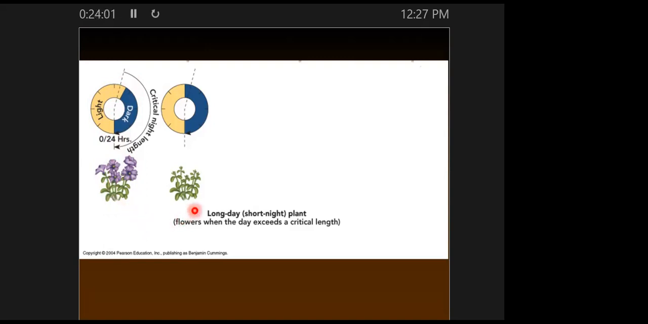However, if you create a situation where you shine light on that plant, but it's less than the critical time period, so it didn't make it past that dotted line, then it will not flower for a long day plant. Does that make sense? Okay.